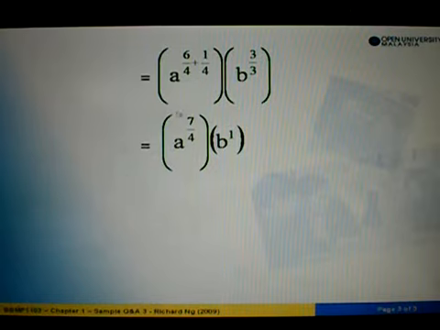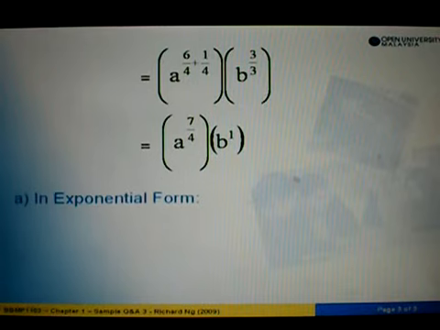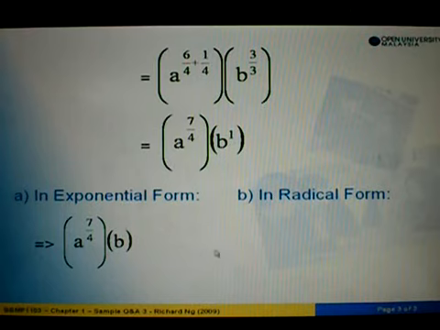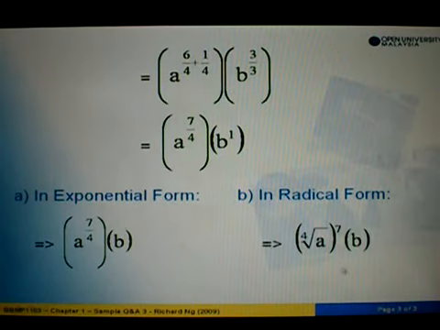So the question says convert this answer in exponential form. So in exponential form, alright, the answer will be a to the power 7 over 4. We just copy again, and then b to the power 1 is b. So this is the answer in exponential form. And then in radical form, radical means we have to change this to root. Alright, so remember, when the power is a fraction, the denominator here will become the root. Alright, so we shall get the 4th root of a to the power 7 times b. So this is the answer in radical form.